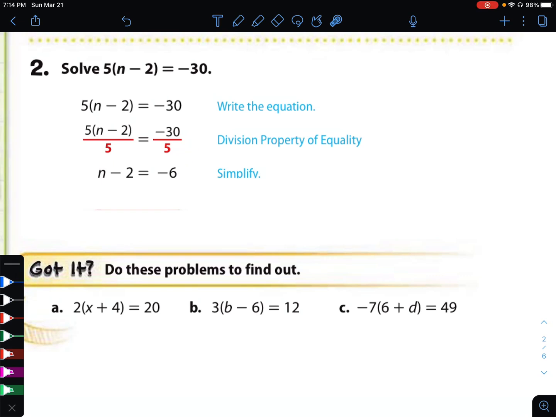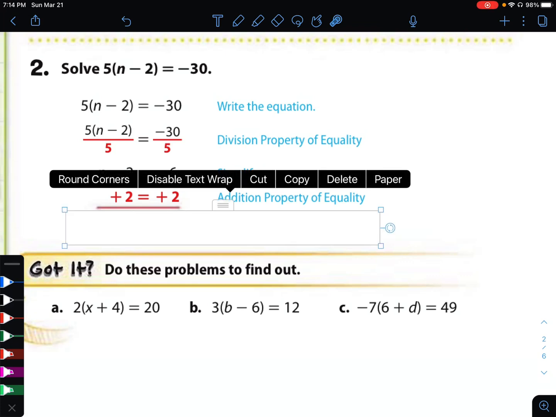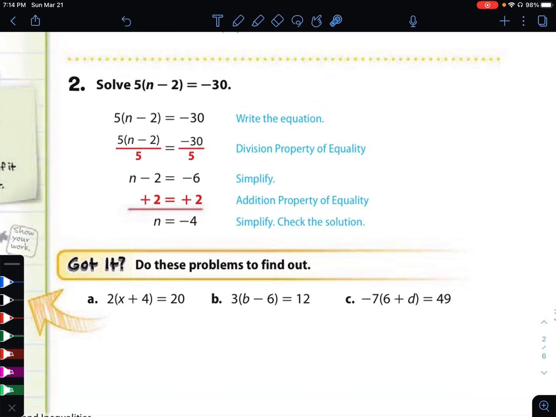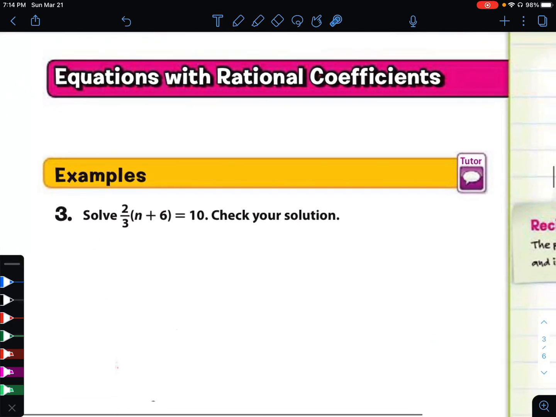So we're left with a one-step equation. We need to undo negative 2, and in order to do that, we add 2 to both sides. The negative 2 cancels out because that's a 0. We're left with n equals negative 4. Okay? Do the guided problems A, B, and C, and let's see if you understand examples 1 and 2.